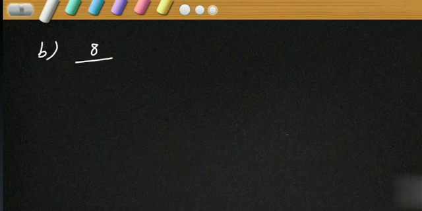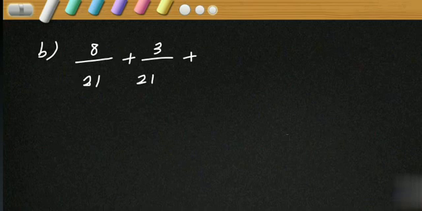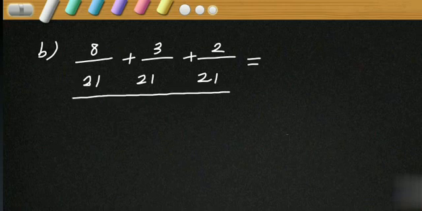8 by 21 plus 3 by 21 plus 2 by 21. Here we have to add how many fractions? Yes, we are going to add 3 fractions here, and these 3 are like fractions also, isn't it? Are they like fractions? Yes. Why? Yeah, all 3 of them have the same denominator. And which is the common denominator here?